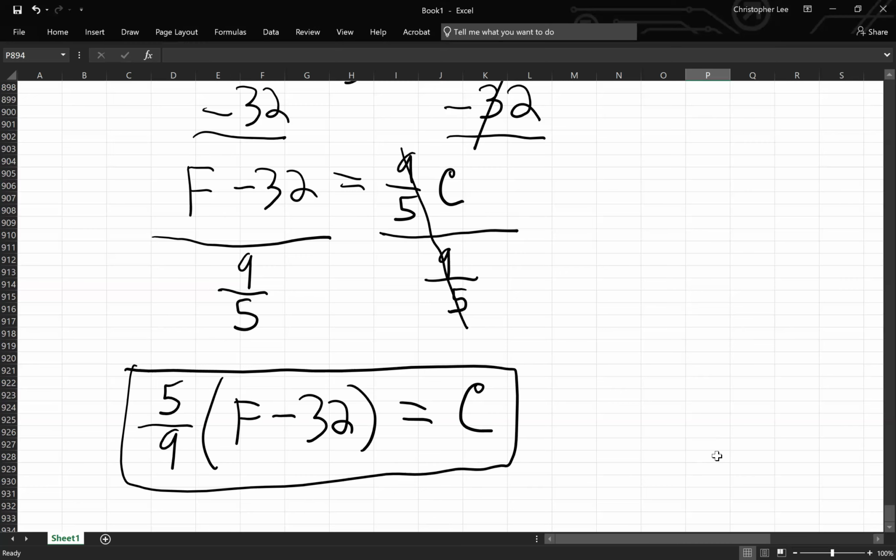Technically speaking, the F minus 32 is really like F minus 32 over 1, but anything over 1 is itself, so that's why I don't write that. Questions on that? Anybody? We good? All right, let's go on to the next one.